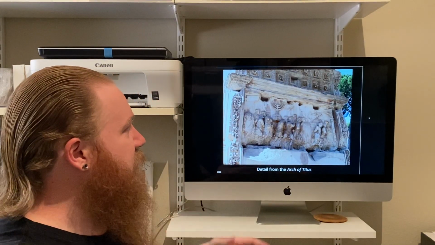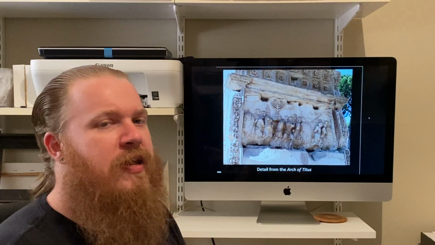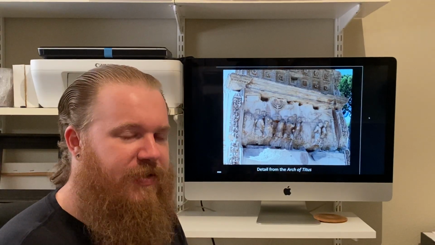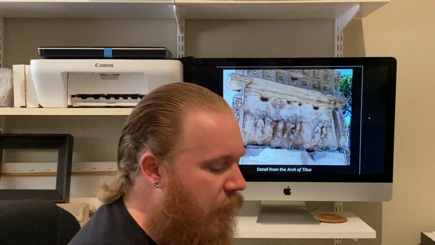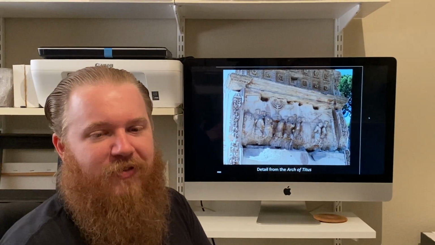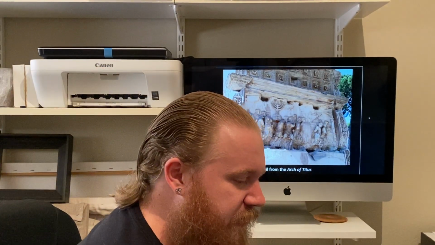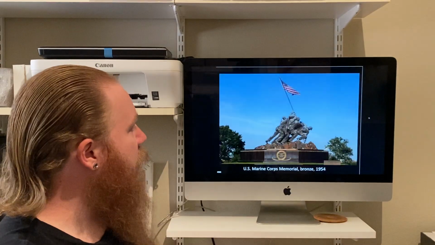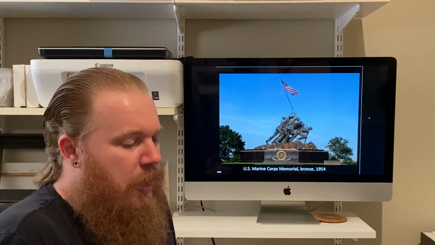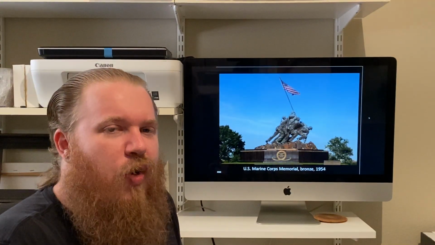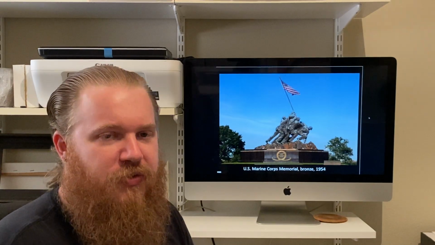But once again, this is an archway that's meant to commemorate the military victories of the Emperor Titus, as opposed to, say, his life and death and all of these kinds of things. However, we have other kinds of memorials that memorialize not just one individual, but a multitude of individuals.